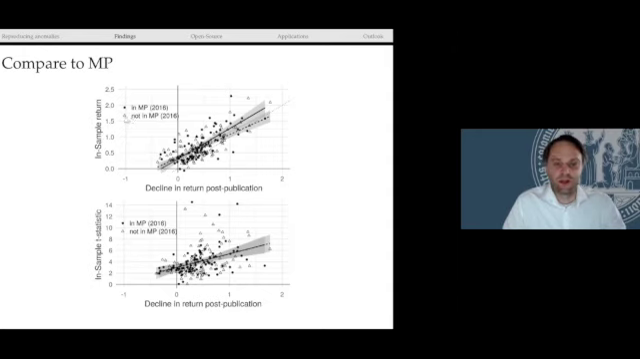And the triangles are other variables that we added to that plot that are not McLean-Pontiff, but that could very well have been in that paper. And you see when you add those, the relationship is basically the same. So even in this extended data set, we do find that the larger the in-sample return in the original publication, the larger is the decline in return post-publication. And the same relationship holds for in-sample t-statistics. The larger the t-statistic in the original publication, the larger the original sample period, the larger is the decline in return post-publication.